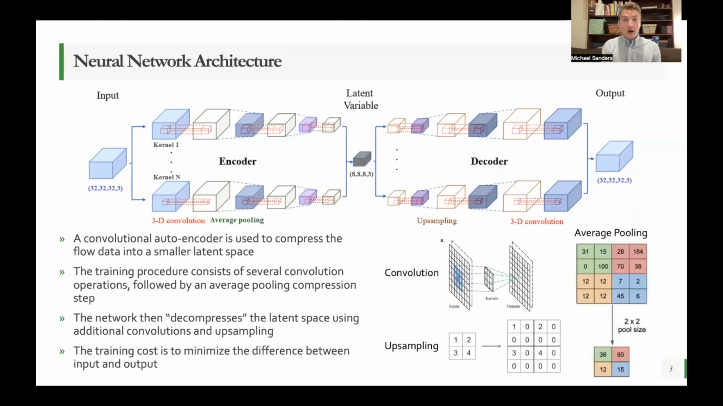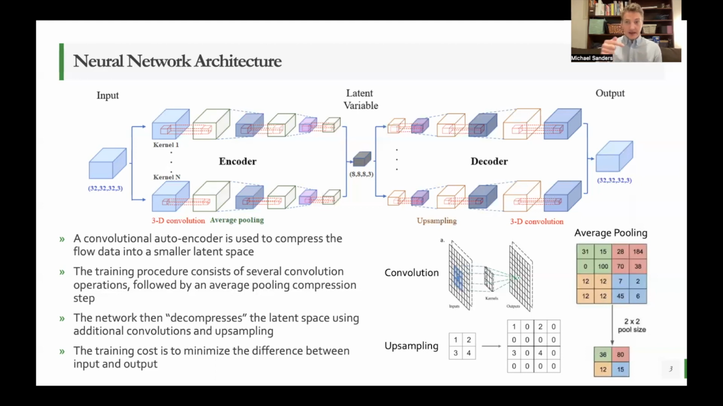The neural network is an autoencoder, which means that the loss function is trying to match the output to the input. So after a series of transformations, we are trying to generate an output that matches the same input that went in. But during these transformations, the dimension of the data is reduced. So we reduce the dimension of the data using parallel paths of convolution and average pooling operations until we reach a desired latent space. And then we decompress the data using a series of convolution transposes and upsampling.